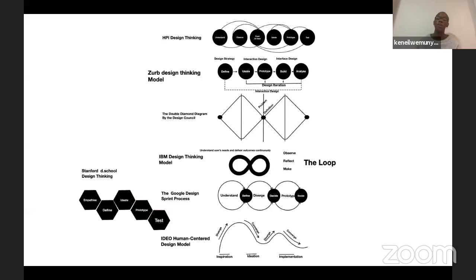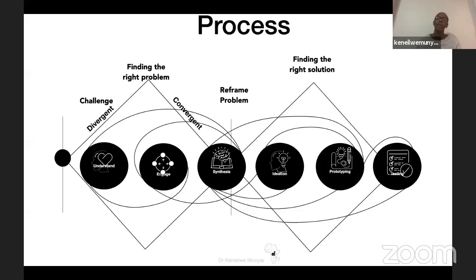And if you go online on Google and type design thinking process, typically this is what will come up. And maybe there's even other processes that I don't even know of. So it's a process that is adaptable, basically. Depending on the context, people seem to find ways of designing it in such a way that fits their context. This is the one that I use. This is the process that I use.